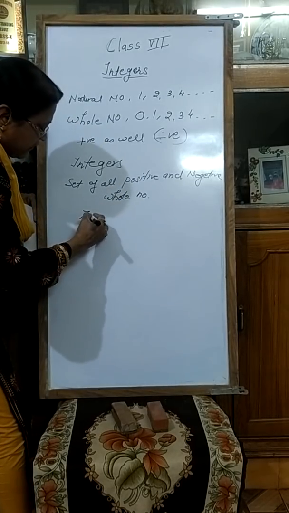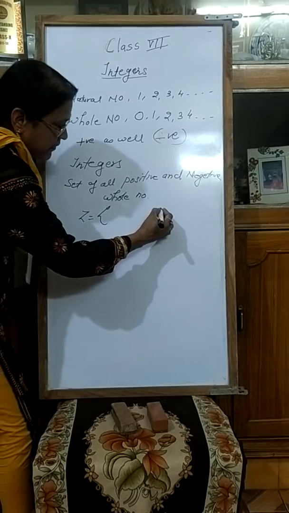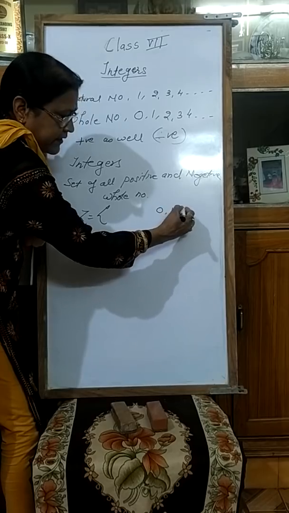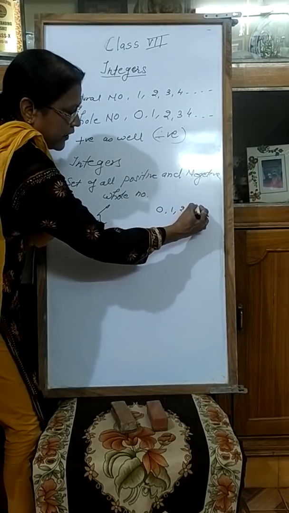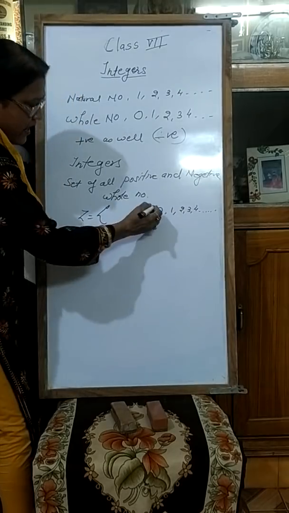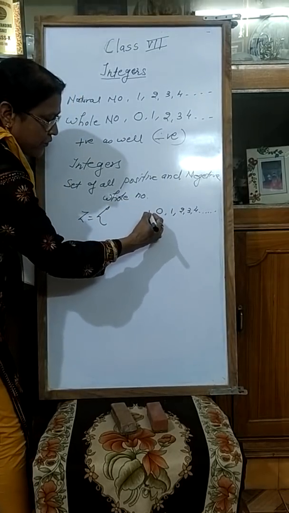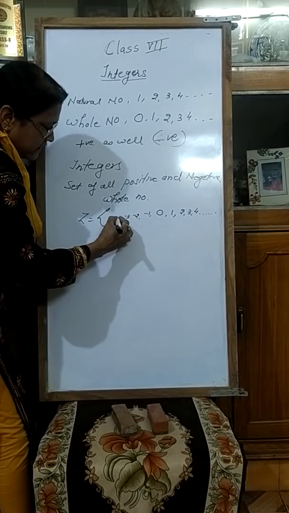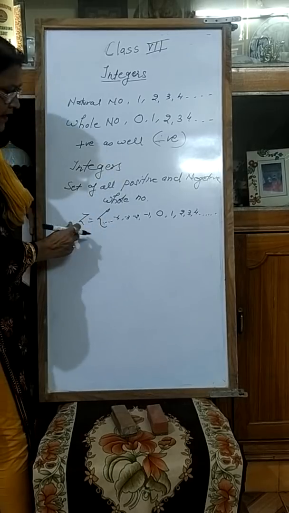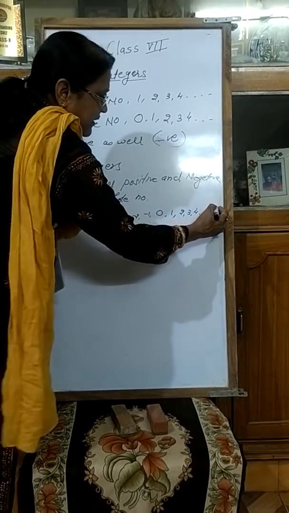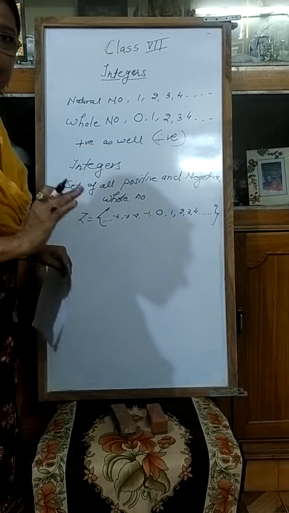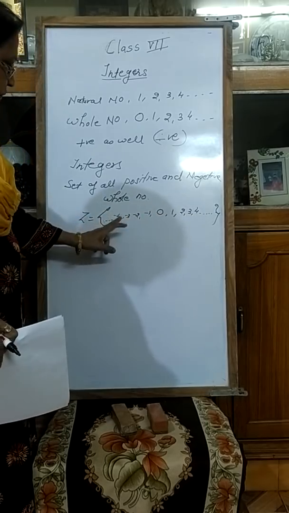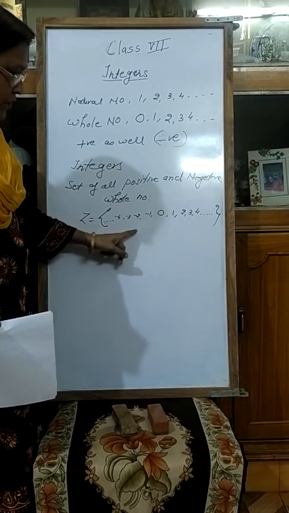Like Z is equal to the set of, in between first you have to write 0, and then on the right hand side you have to take 1, 2, 3, 4 and so on, and on the left hand side you have to take -1, -2, -3, -4 and so on. The set of all these numbers is called the integers. It means the integers are the set of all positive as well as negative numbers.